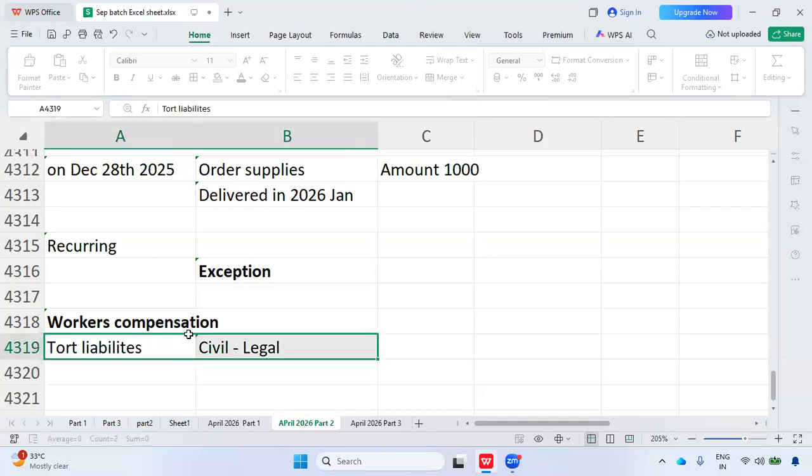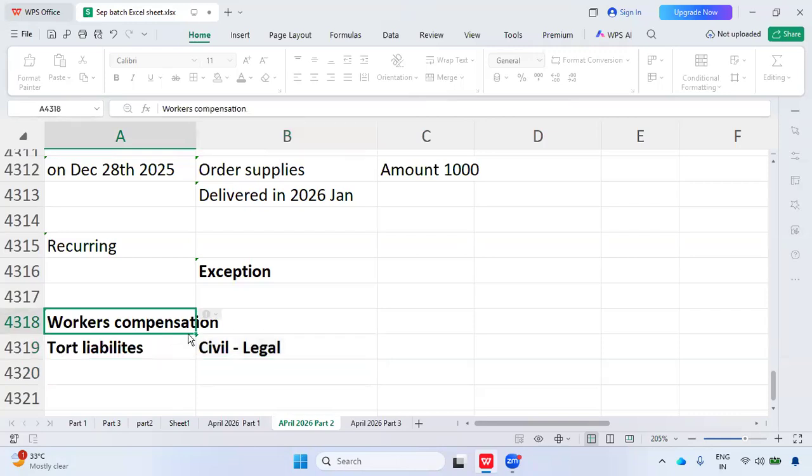Legal liability cases we will also not allow, because legal liabilities are not recurring, right? That is actually the reason. And workers' compensation, even though it is recurring and fits all the conditions, we will not claim as an expense under this rule.